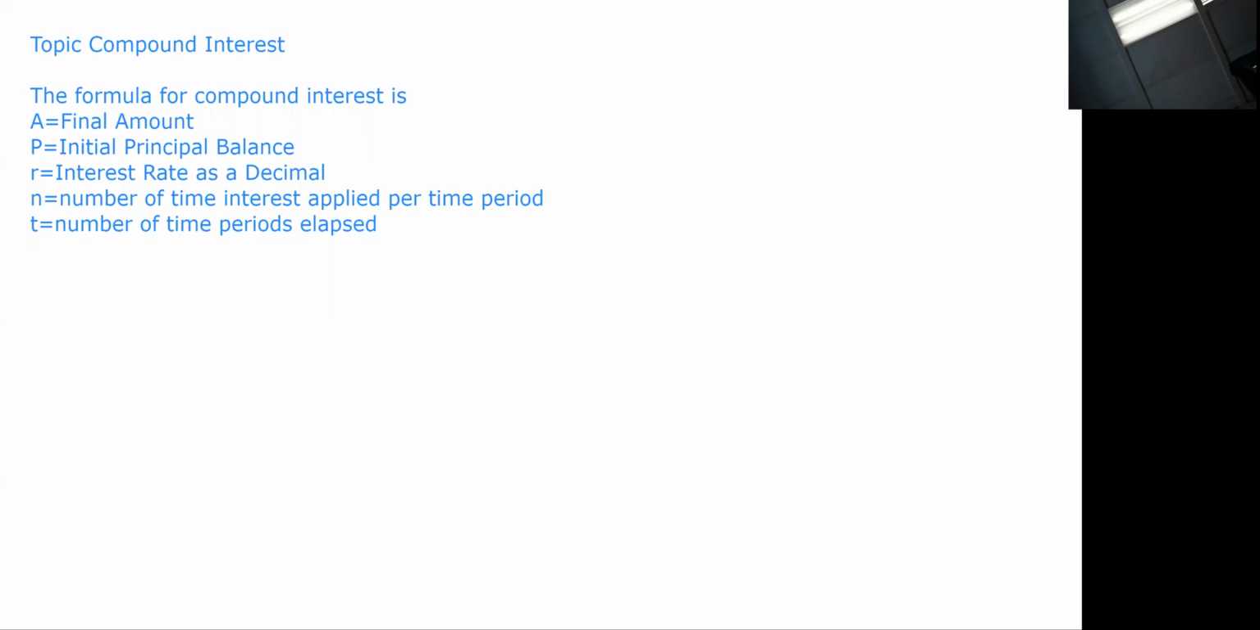Okay, this is the topic compound interest worksheet. So our formula for compound interest is A equals P times the quantity 1 plus R over N, to the NT power, where A is the final amount, P is the initial principal balance, R is the interest rate as a decimal, N is the number of times interest is applied per time period, and T is the number of time periods elapsed.